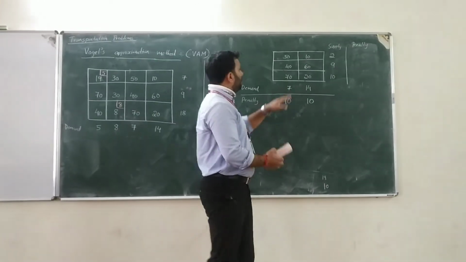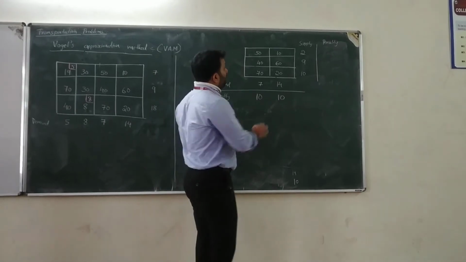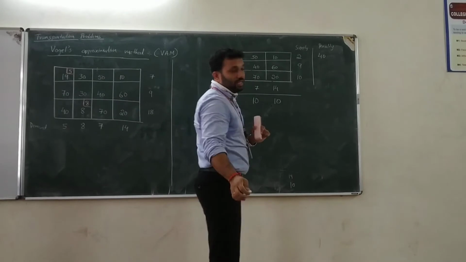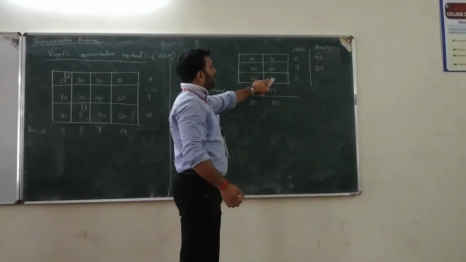Again here in the next row. The first row, 50 minus 10 is 40. 40 is my penalty. Here 40 and 60, so the difference is 20. That is my penalty. And here 70 and 20.